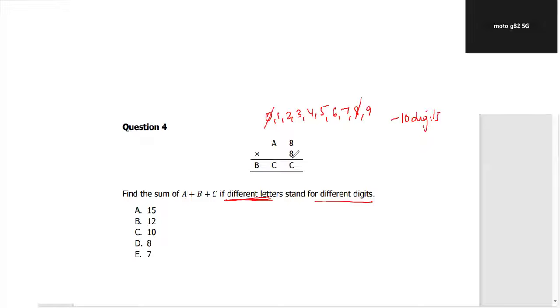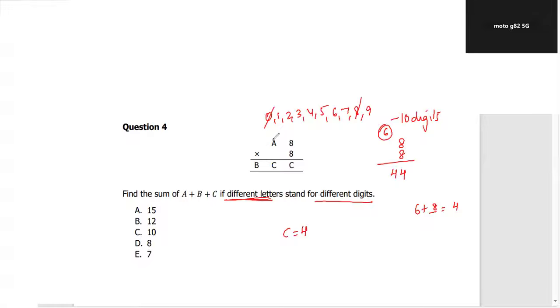Now we know that 8 into 8 is 64. Okay, so 6 carry. So we know that C is a 4. And I need a 4 here again. Okay, so that means 6 plus something should give you a 4. So basically it has to be an 8. So in the table for 8, when do we get an 8?